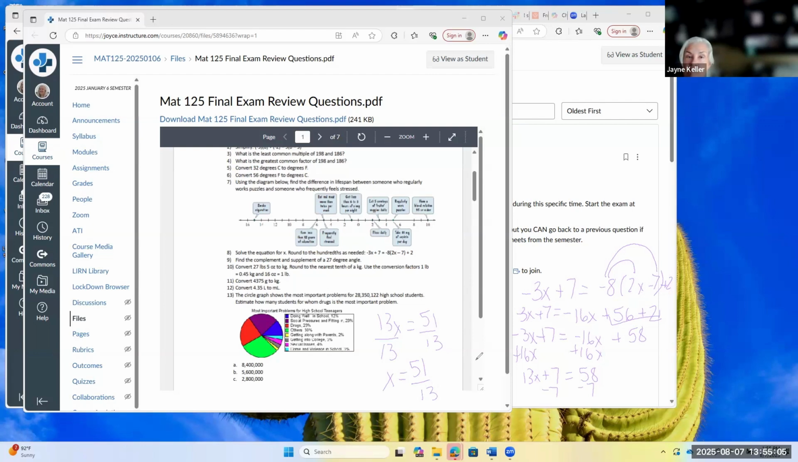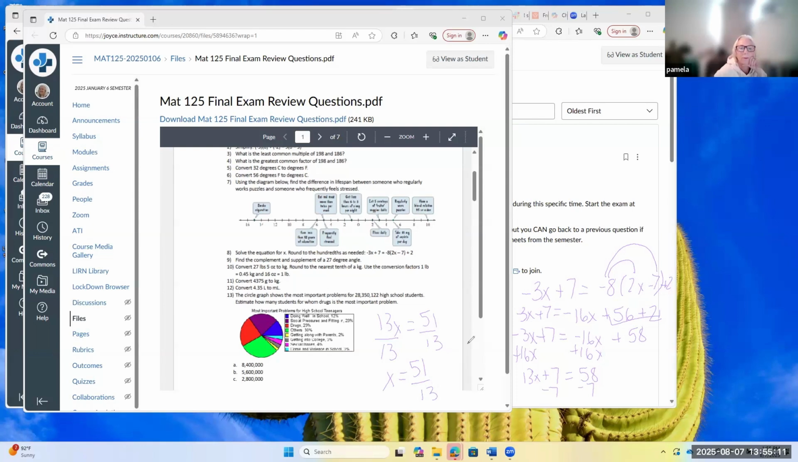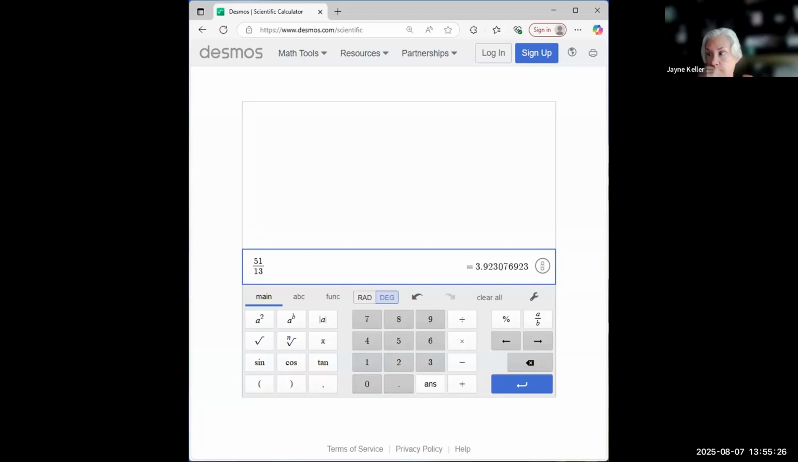I was just trying to see if that's something that we could put into the Desmos, or do we need to work it out? Well, I could. Let me bring Desmos back up again. So we had 51 over 13. Notice that over here, Desmos tells me what it is as a decimal. So I could write the decimal and round if it asks me to round to a certain number of places. The other thing I can do is write it as a mixed number. So it's going to be 3 and some change, right?